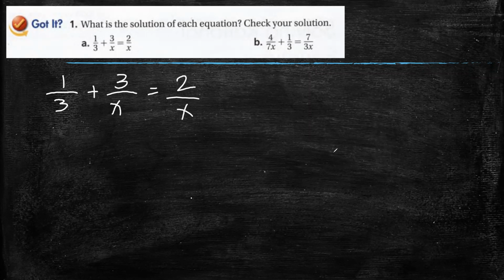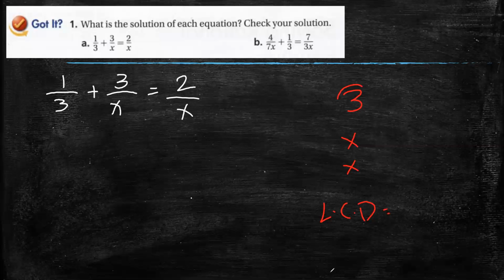One over 3 plus 3 over x is 2 over x. So what do you have to do? The first step: where are the denominators? We have 3, x, and x. Here there's nothing common between them. So the least common denominator, since there's no common factor, you have to multiply 3 times x, which is 3x squared.